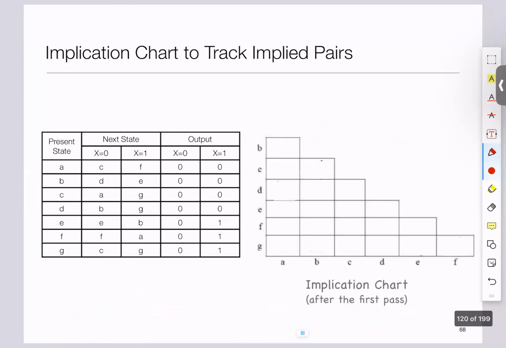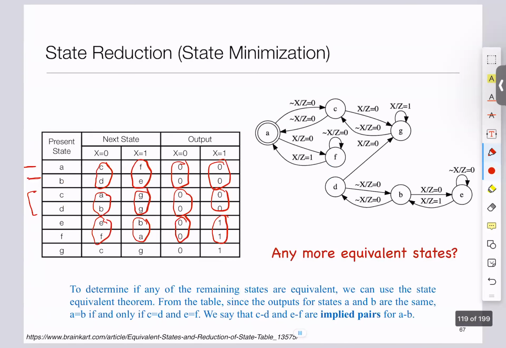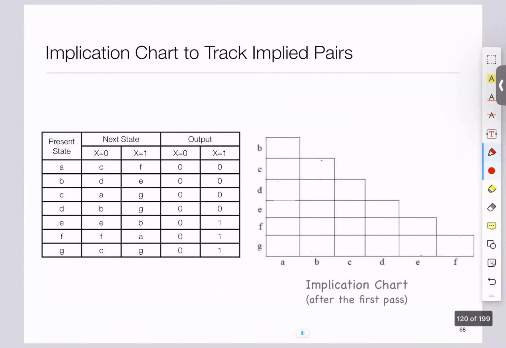So let's work it through. Now, I did a hand-wavy thing at this point. There is a very systematic approach that we follow. It's called an implication chart. The idea is we are making multiple passes over the states, and we're going to keep track of it.